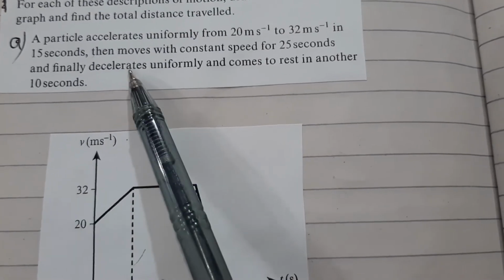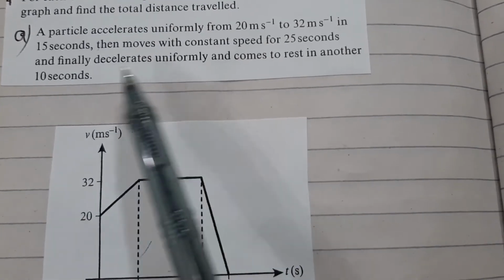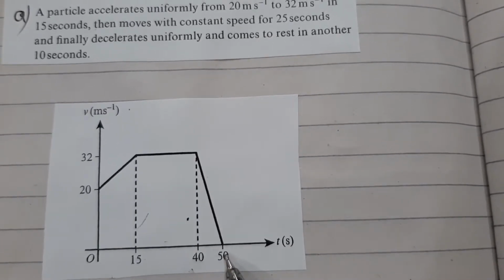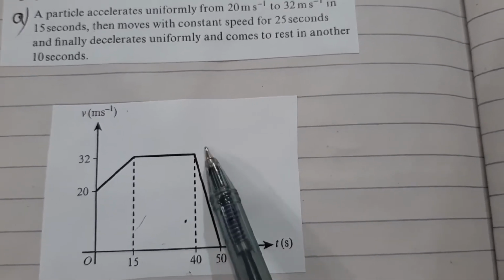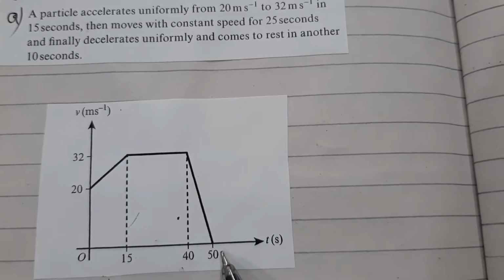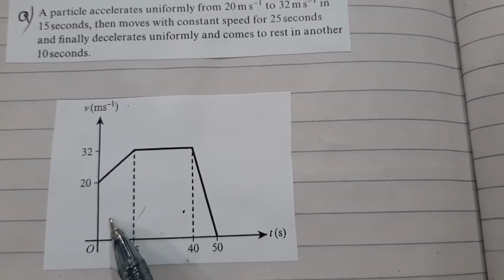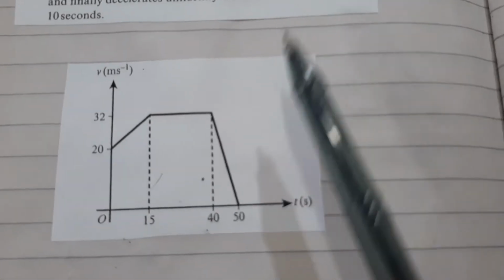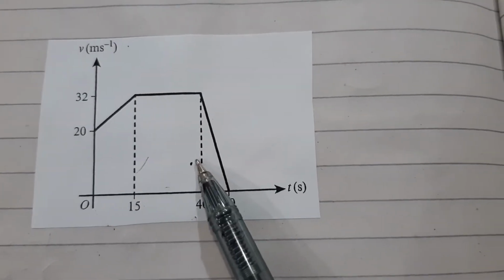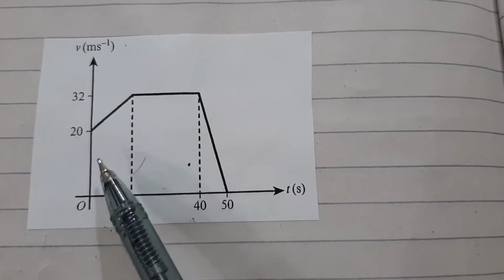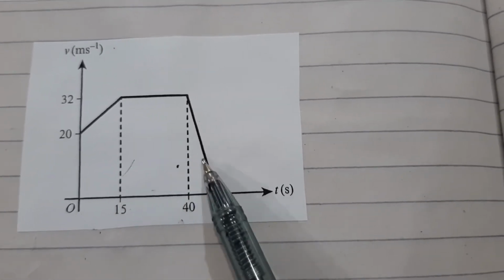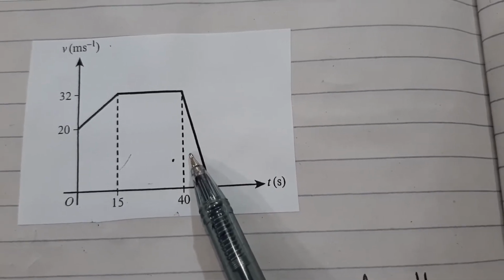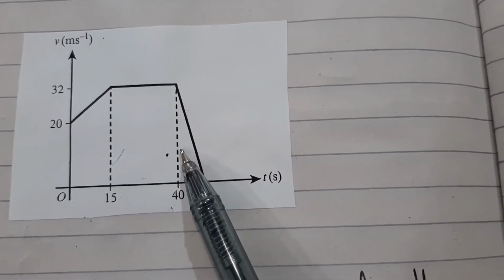And after that it is saying it is decelerating and coming to rest in 10 seconds. So after 40, at 10 seconds, which will be 50, I will draw a straight line like this. So this will give me the velocity time graph for this description. Now if I have to find the total distance covered, you can see there are three shapes: trapezium, rectangle, triangle, and it is a velocity time graph, so area under the curve will give me the distance.